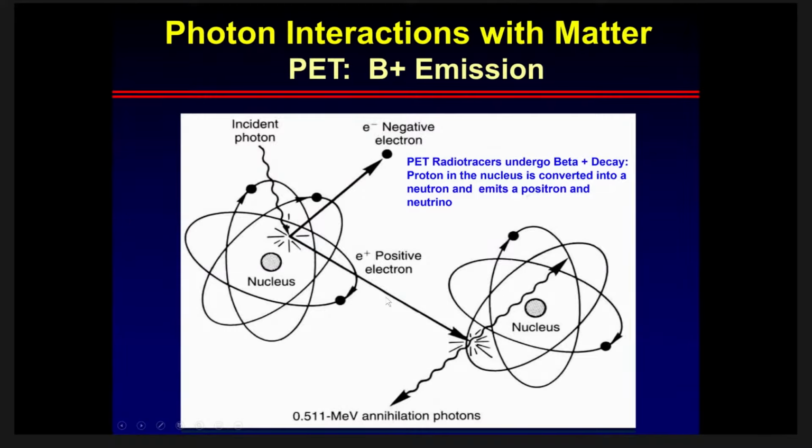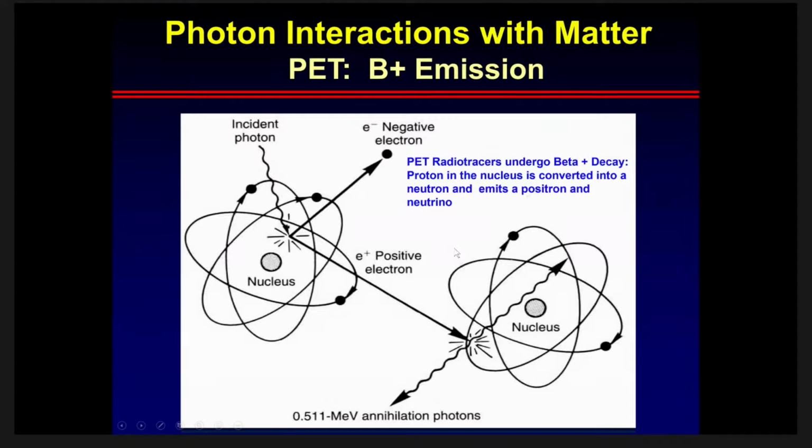But the positron goes out a certain distance, and then it interacts with an electron, a negatively charged particle, and you get a matter-antimatter interaction, and you get annihilation. You've probably all seen that on Star Trek, right? Where you get annihilation. It's a very, very common thing. And that annihilation leads to 511 keV photons that go in opposite directions at 180 degrees.